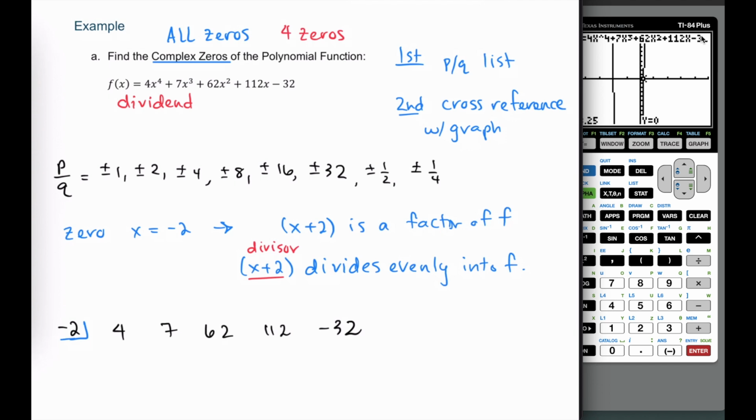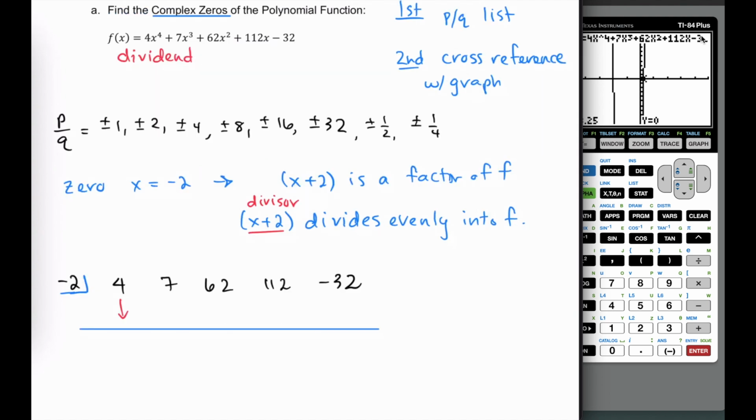We need to be careful and double check that we have all of the powers of x and we're not missing any terms. Any missing terms would need to have a 0 placeholder in the synthetic division. We leave a lane of space and draw a horizontal line here, and then we begin the division process.